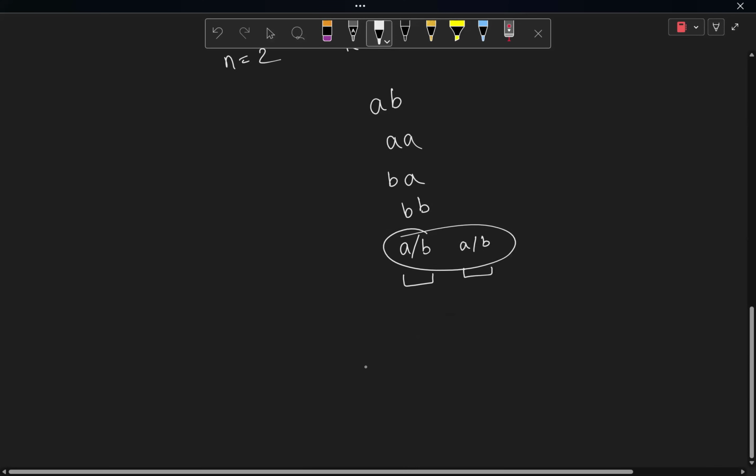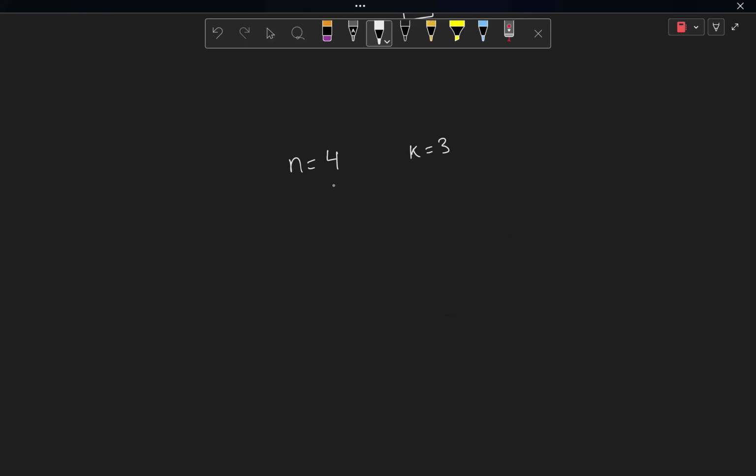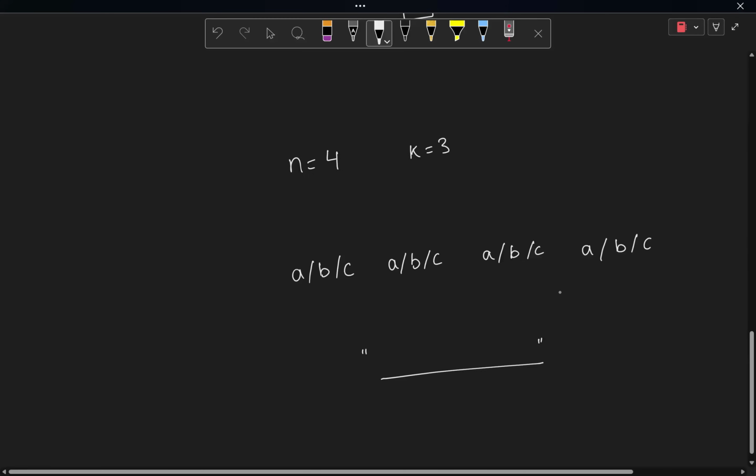Just imagine that n was equal to 4 and k was equal to 3. Then what kind of strings do I want to cover? I want to cover the strings in which the first character can be A, B, or C. The second character can be A, B, or C. The third character can be A, B, or C. The fourth character can be A, B, or C. Basically, I want my output to have all this kind of strings as a subsequence.